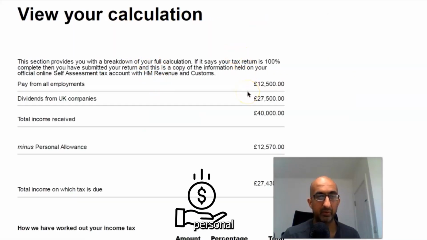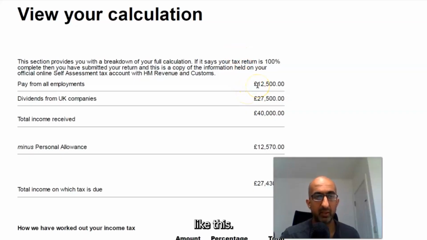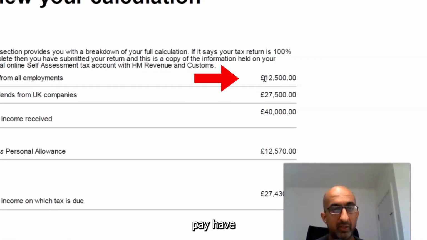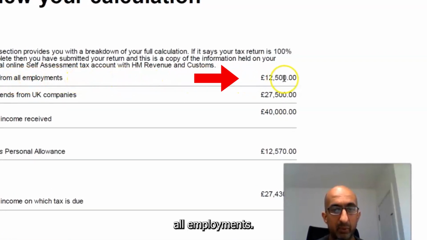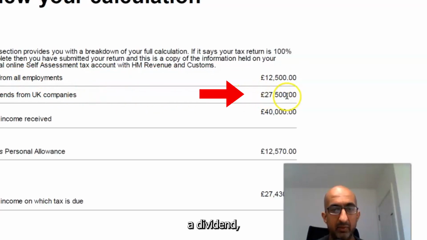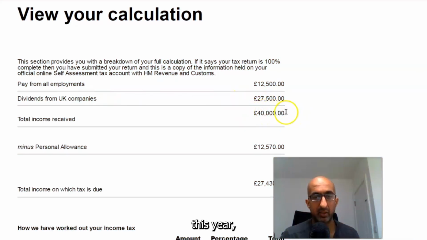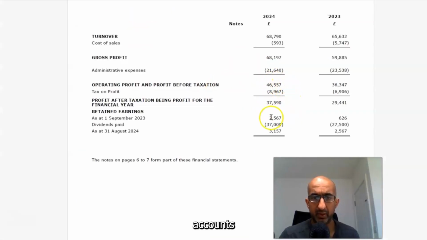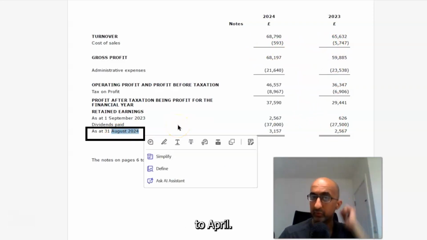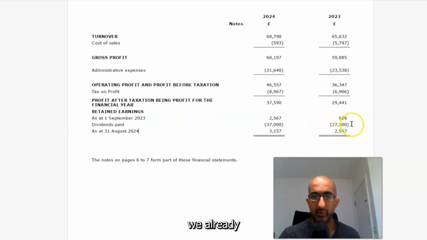It's your personal income, and it's displayed like this. If you're a company director and you paid yourself a salary, you'll have this line here. It says pay from all employments. If you paid yourself a dividend, it's that, then it's a total. So this client in this year, it's not showing the year because I don't want to share the name, but I can tell you that's 23-24, has earned 40,000. The accounts are running to August, as you can see here, and the tax year runs from April to April. It doesn't show the salary on here, but we already know it's 12.5, so it relates to these numbers here.